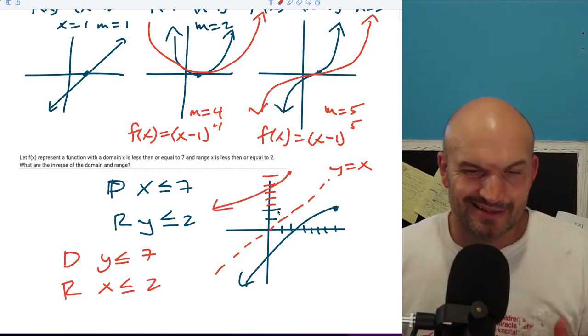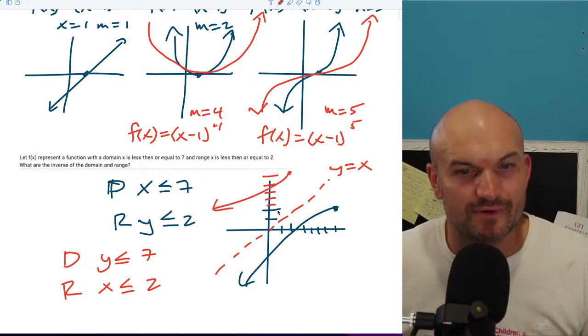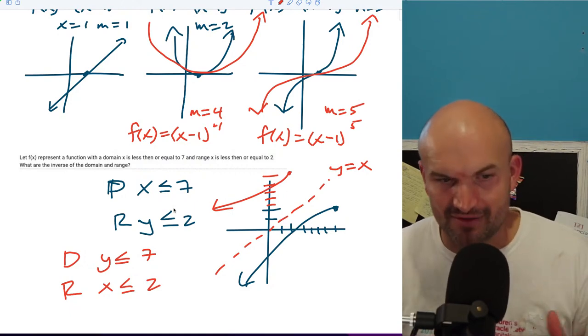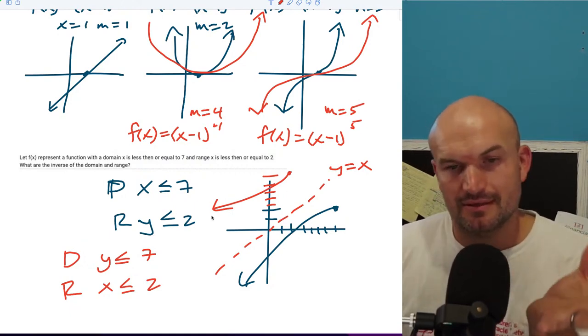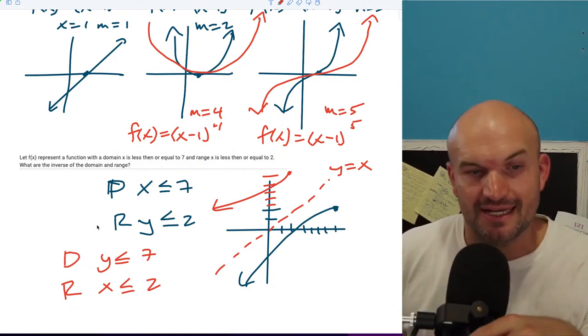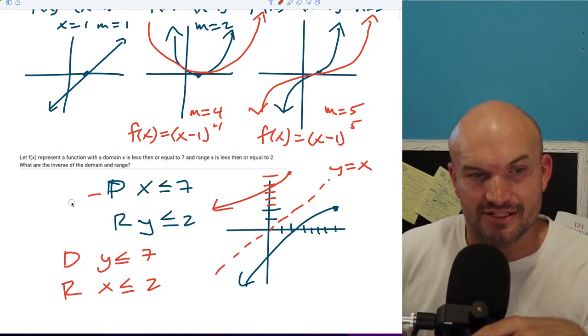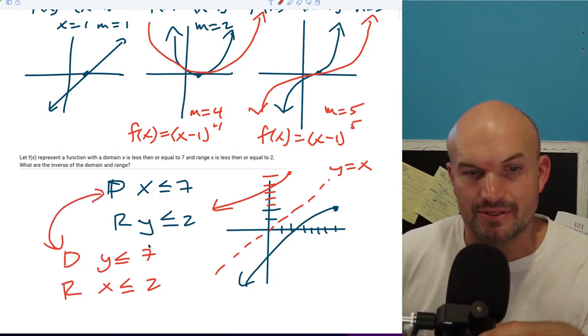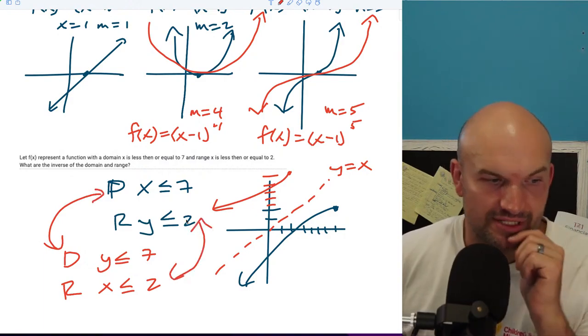So you can see how it's not really great and perfect in that regard, but you can see kind of how it's being reflected about that line. The main thing though is that the domain and range are being swapped. You can see how those things are being swapped from that grid.